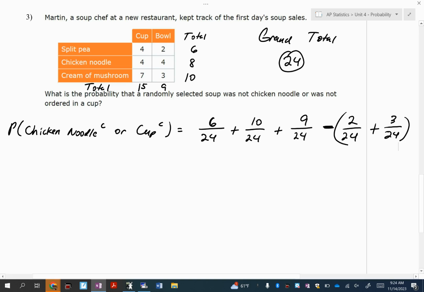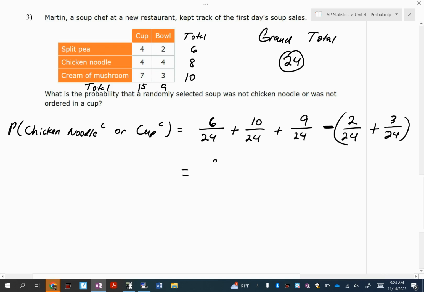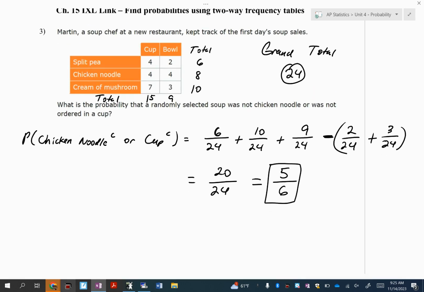So let's go to our calculator. I have 6. We can probably do this in our brains. Come on, calculator. You can do this. There we go. 6 plus 10 plus 9. And then I'm going to subtract the 5. And so I get 20 out of 24. Can I reduce 20 24ths? Yes, I can. Divide by 4. And you get 5 6. I think this will be the hardest one you'll have to do, like ones like this, on the link.